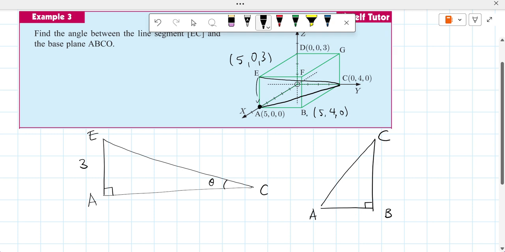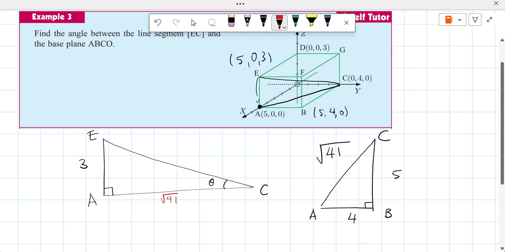So I know that the triangle ABC has legs of 4 here and 5 here. Let's find the length AC by using the Pythagorean theorem: the square root of 4 squared plus 5 squared. 4 squared is 16, 5 squared is 25, so 16 plus 25 must be 41. So I know that the length AC is the square root of 41. And now let's write the number at the length AC.